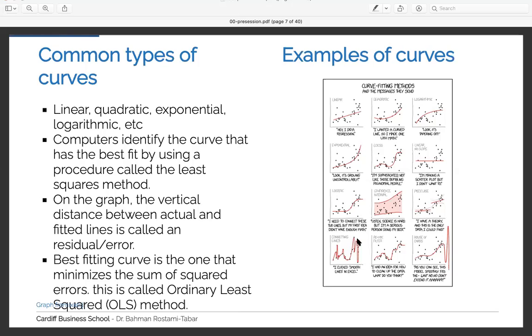Then, when you fit the curve to the historical data, you may ask yourself, okay, which one do I have to choose, because there are many of them. In this curve, the red line is the fitted curve, and the points are actuals. So basically, what we do in general is calculate the vertical distance between this point and the curve. We do it for every single point. We calculate this, and we call this a residual or an error.